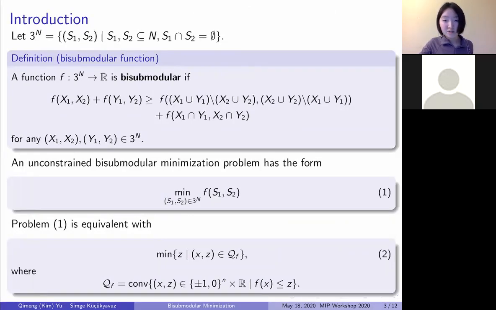In this work, we are interested in minimizing any bisubmodular function f. Problem 1 is the generic form of any unconstrained bisubmodular minimization problem. This problem is equivalent with problem 2, which is minimizing the epigraph variable z over Q sub f, which is the convex hull of the epigraph of f.